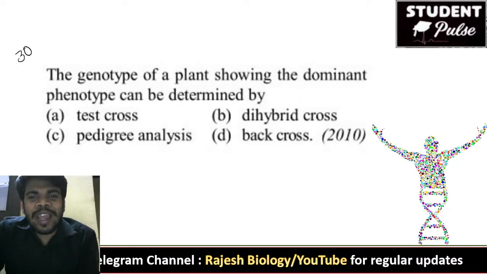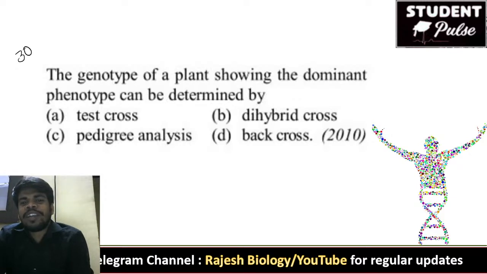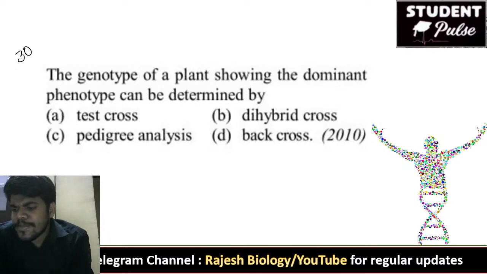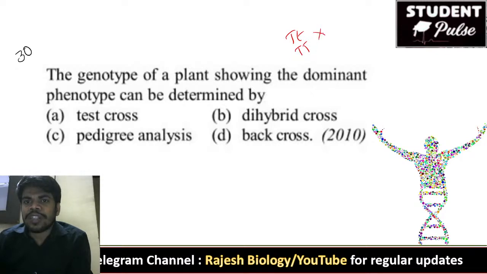The genotype of a plant showing the dominant phenotype can be determined by, we just discussed that. To know whether it is homozygous or heterozygous, we conduct a cross with the recessive parent, with recessive, right? Which type of cross is it?